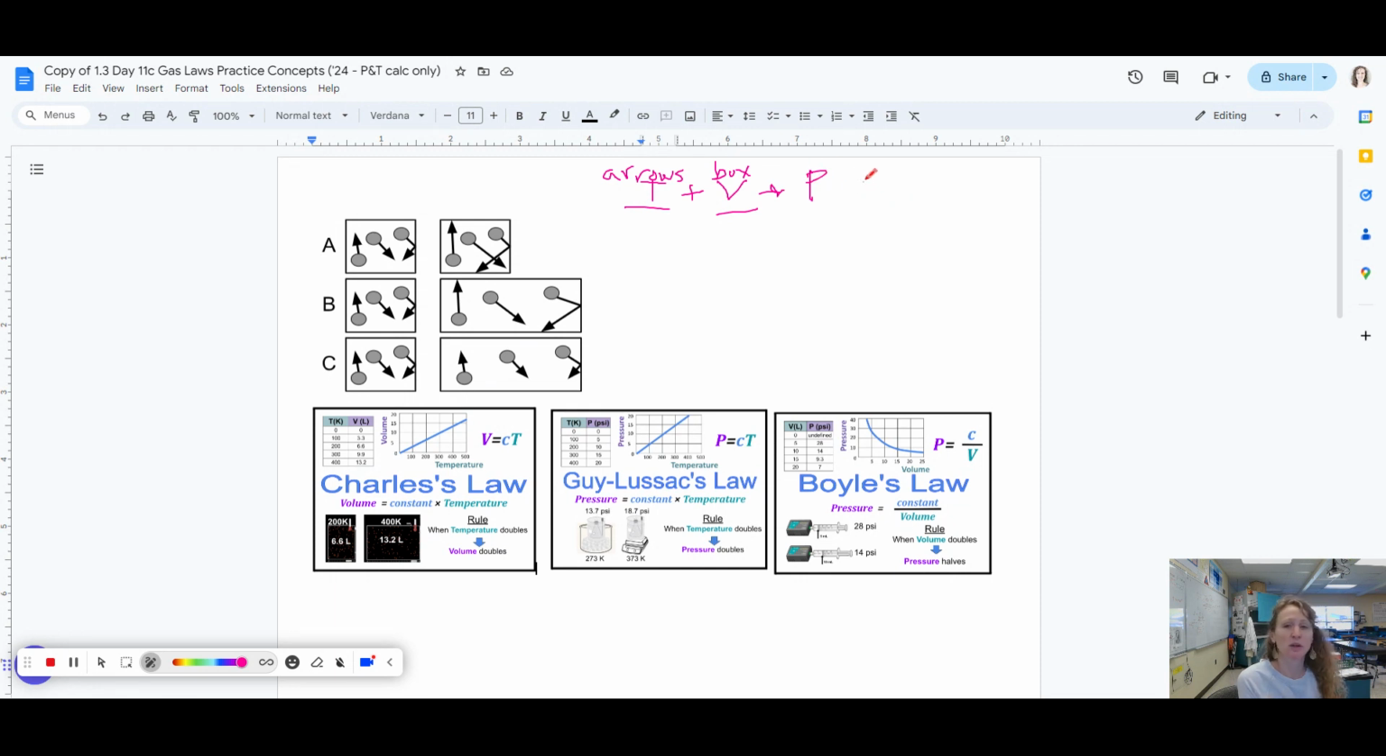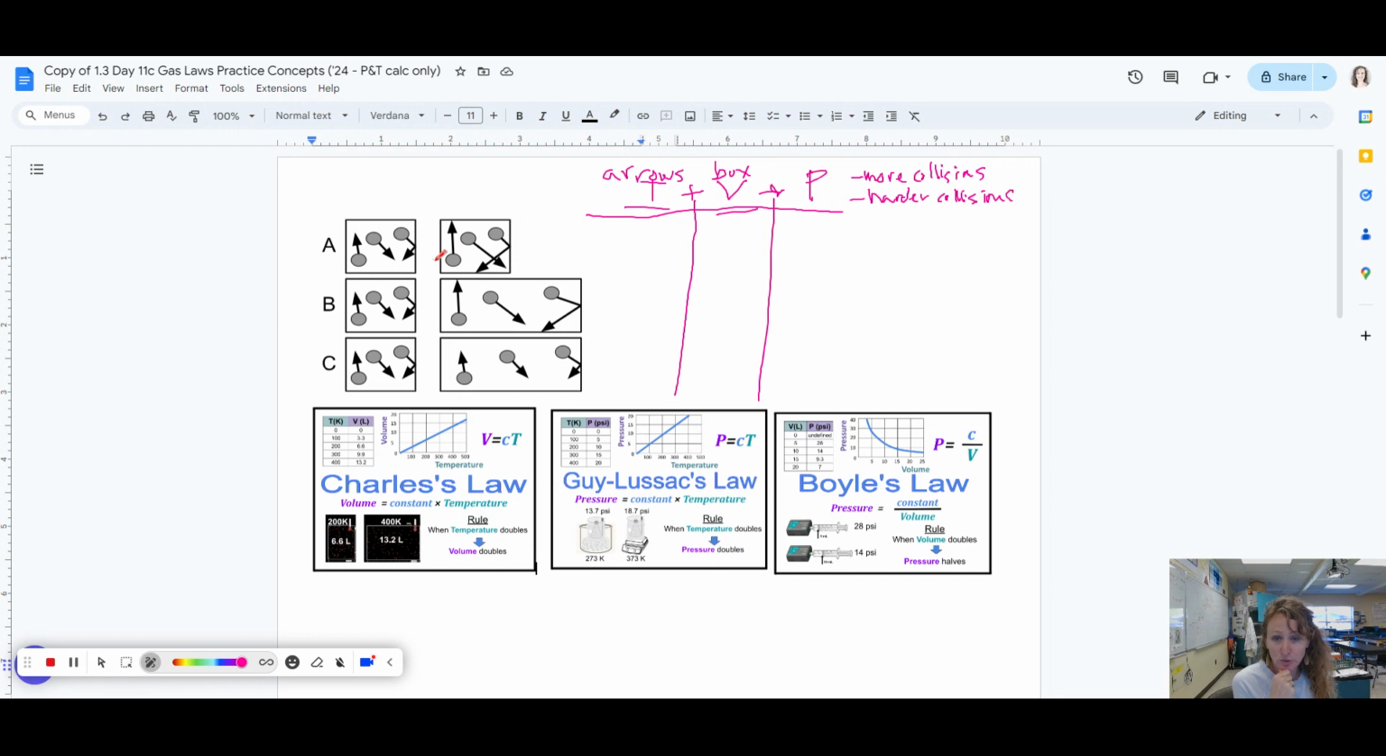And when you think of pressure, I want you to think of the word collisions, because anytime pressure increases, it's increasing because of more collisions or harder collisions. And that's really the key here. So as we look at each one of these boxes, we're going to look at how temperature and volume are changing, and then we're going to draw a conclusion as to how pressure is changing.